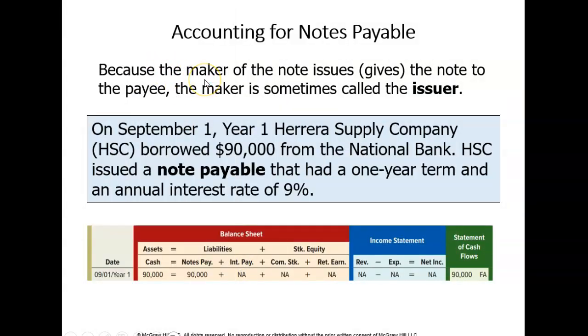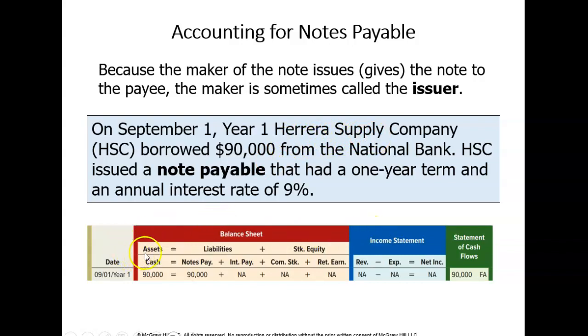Here we have the maker issues a note. Because the maker of the note issues the note to the payee, the maker is sometimes called the issuer. So the issuer is the person that's actually borrowing the money. Okay? So on September 1st, year one, Herrera Supply Company borrowed $90,000 from National Bank. They issued a notes payable that had a 1 year term and an annual interest rate of 9%. So again, HCS, the Herrera Supply Company, borrowed from the bank $90,000.